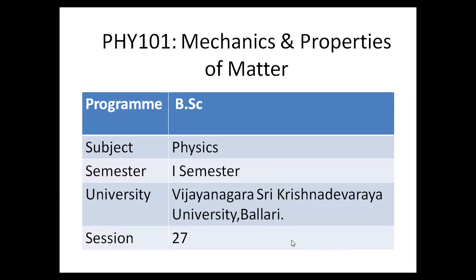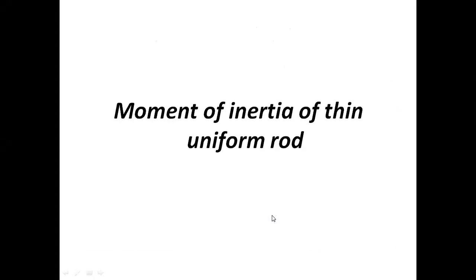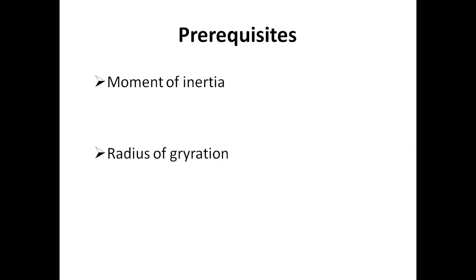In this video, I will discuss the topic for session 27 for first semester B.Sc under the chapter rigid bodies. The topic of this session is moment of inertia of a thin uniform rod. Before calculating the moment of inertia for the thin uniform rod, we have to note the definition for moment of inertia and the radius of gyration.